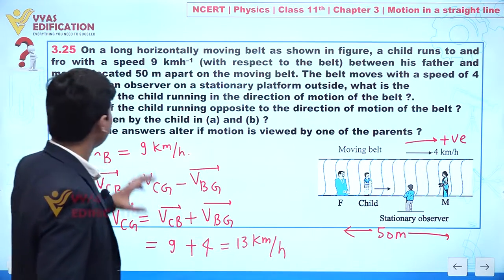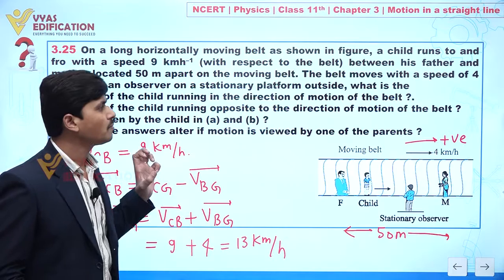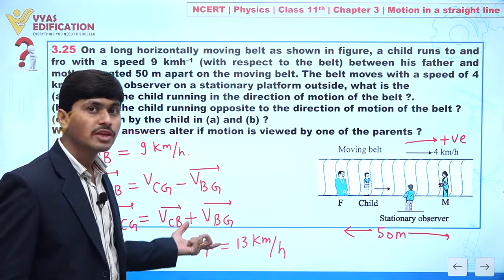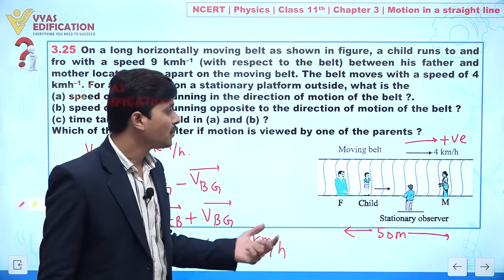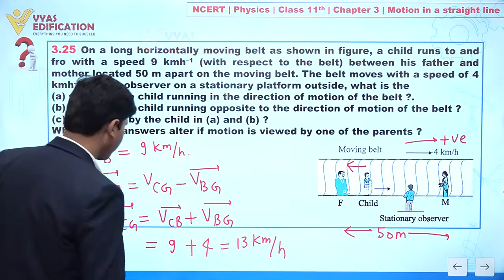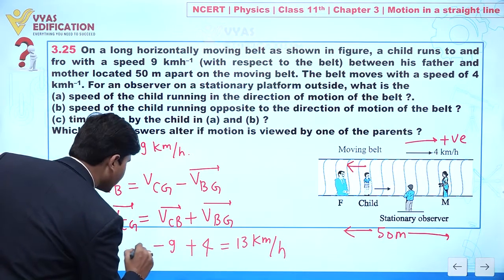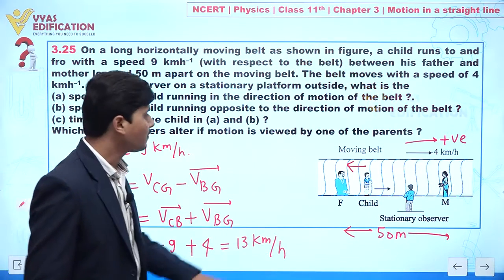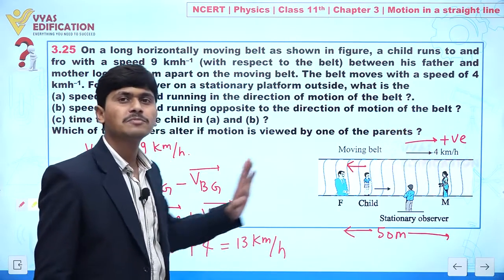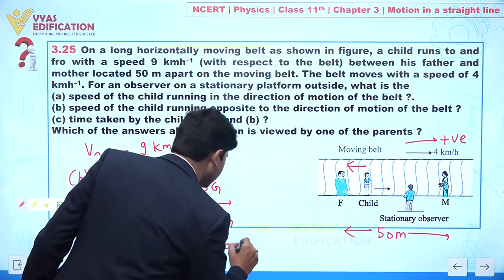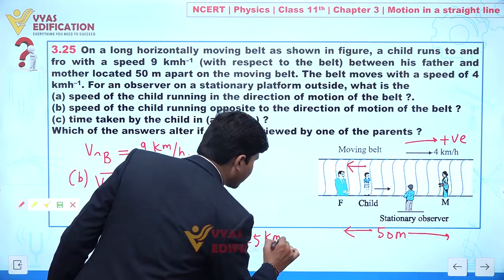Now in part number B, the question is asking, if a child is running in the opposite direction of motion of a belt, then we can write the velocity of a child with respect to belt, because now the child is moving in this direction, so we can take it negative. So we can write here minus 9. And we have velocity of belt with respect to ground, this is 4, because this is moving in a positive direction. So we will get minus 5 km per hour.